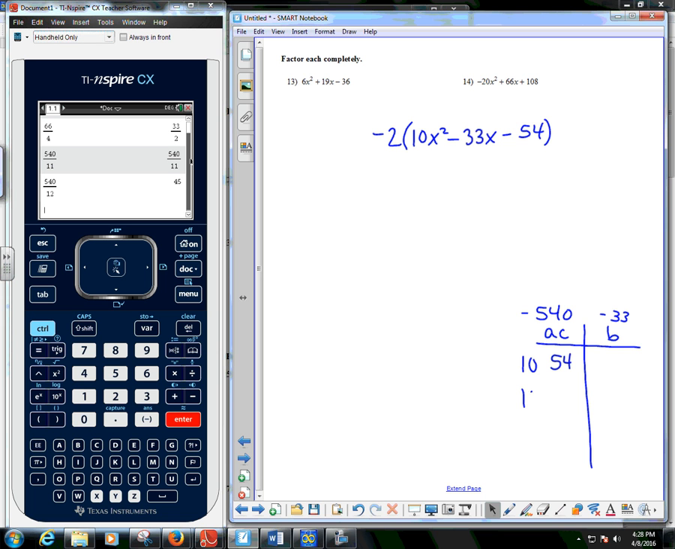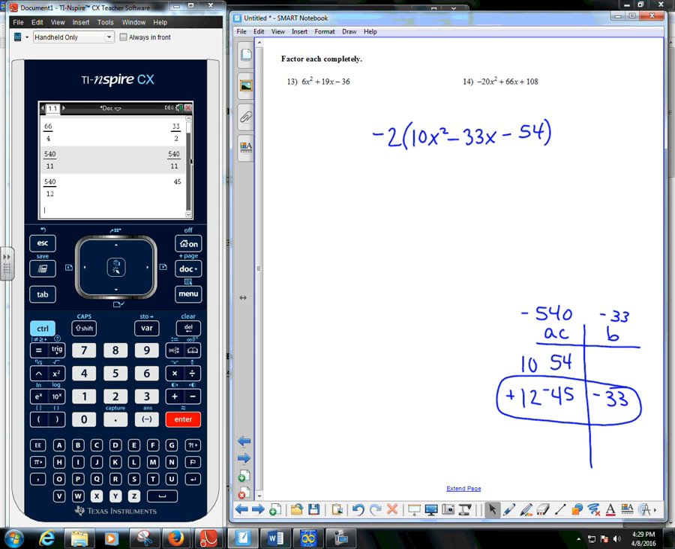12 and 45. Can I make one of those positive and one negative, because when they multiply together, it has to be negative, and get them to add up to negative 33? I think so. I think that if I choose negative 45 and positive 12, they will multiply to be negative 540, and they will add to negative 33. So I think that's my winner.